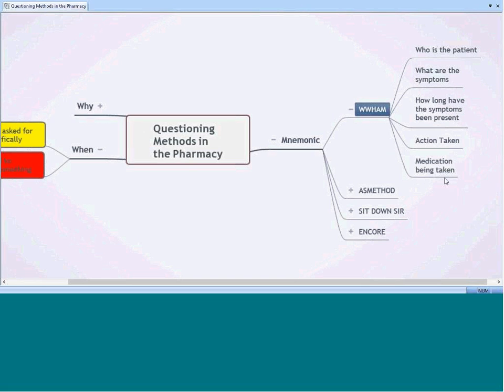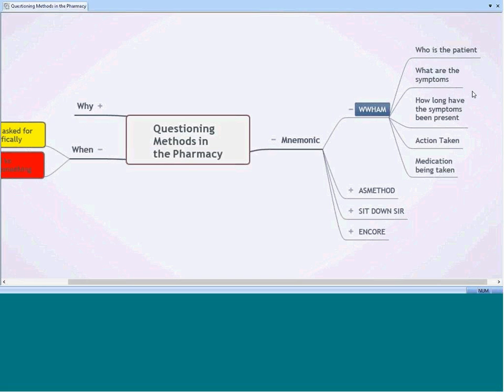These questions are probably going to be the most commonly used ones, and in actual fact, probably the only ones that you will be using in the pharmacy, and they are brilliant. They will extract practically all the information that you will need in one go.